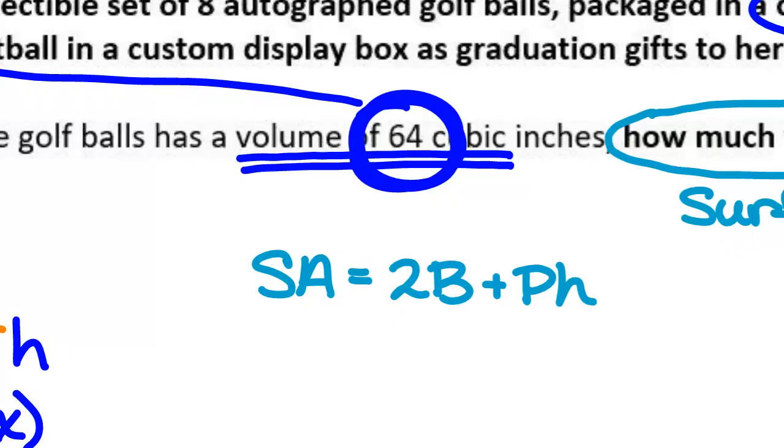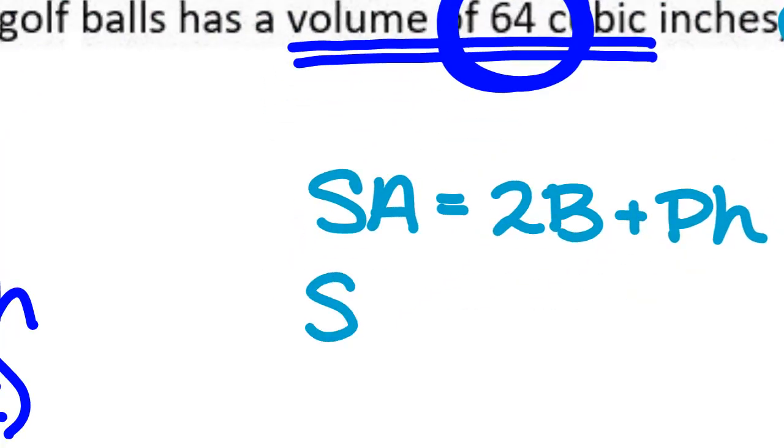Area of the base means area of the base. Remember, this is always something you have to calculate. I know that there are quite a few people still that would just grab this 4 and plug it in for B. You can't do that. It is the area of the base.